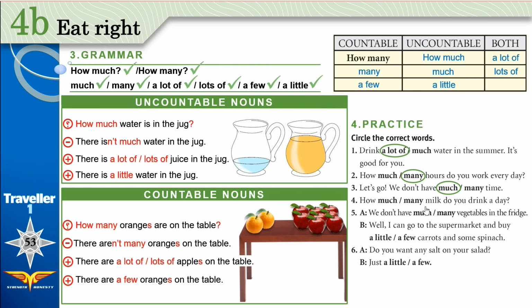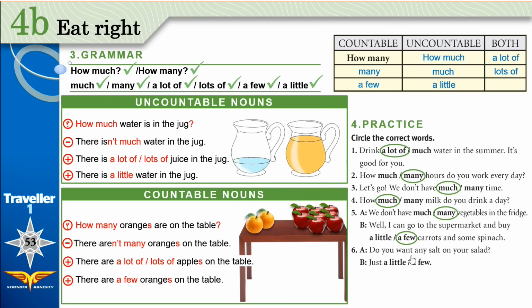Four, how much or how many milk? Milk, uncountable. Just like water, we use much. How much? Easy. How much milk do you drink a day? Five. We don't have much or many vegetables. Vegetables, like oranges, countable. Many. We don't have many vegetables in the fridge. Well, I can go to the supermarket and buy carrots. Countable, we use a few. A few oranges. A few carrots and some spinach.